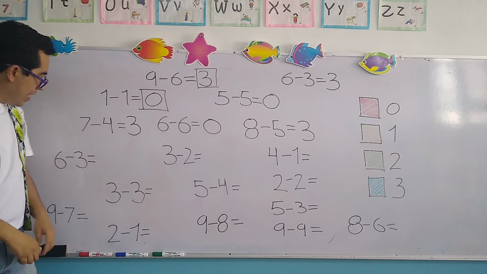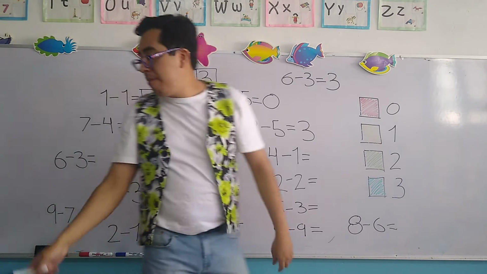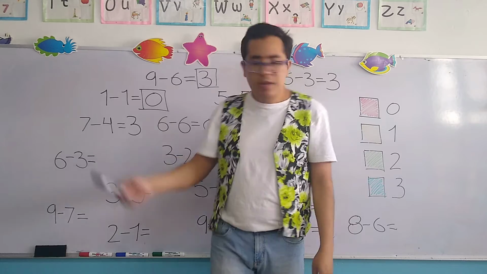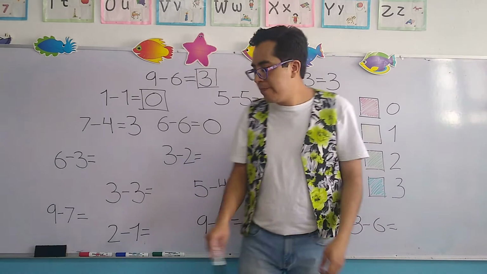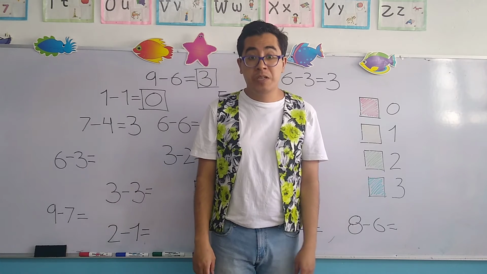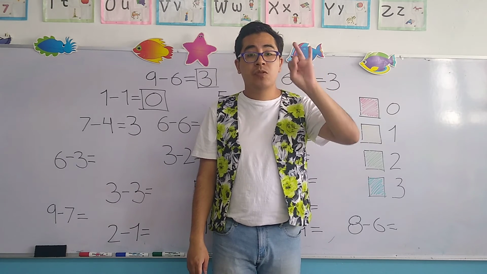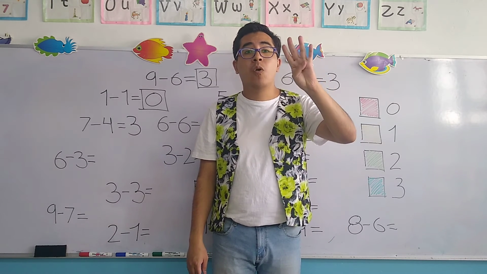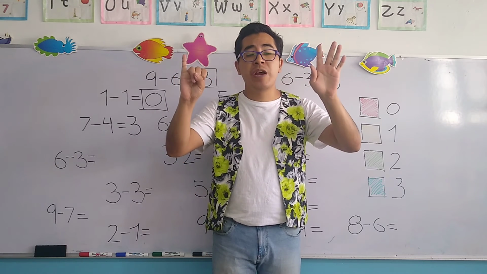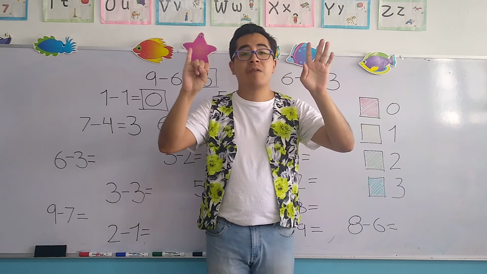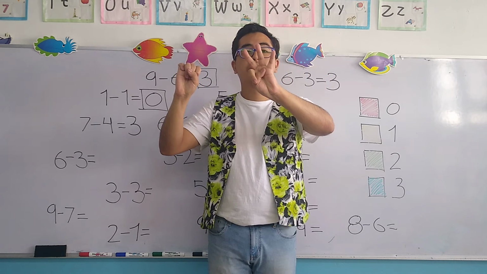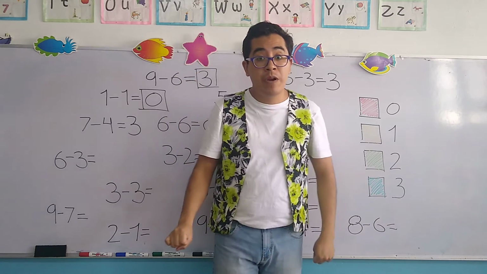Vamos con la cuarta fila. 6 minus 3. Once again, I think we already did this. Yes, but let's try it one more time. 6 minus 3. 6 fingers. 1, 2, 3, 4, 5, and 6. And we have to remove 3. Tenemos que quitar 3. 1, 2, 3. What's the result? Number 3.